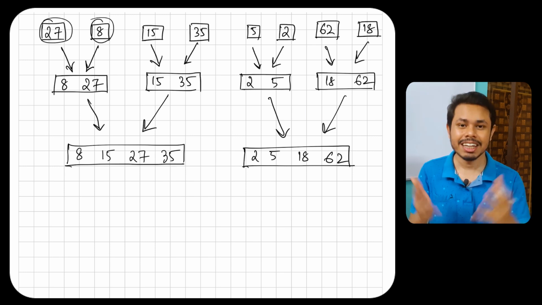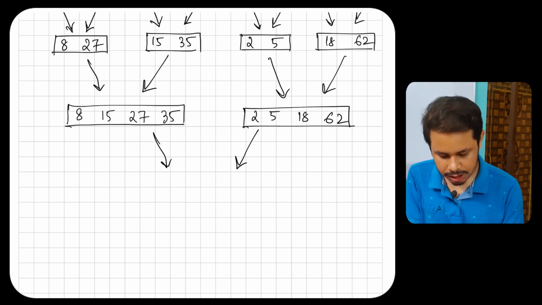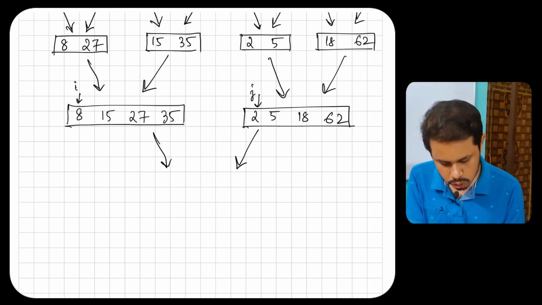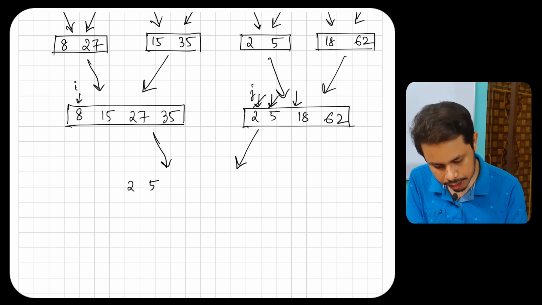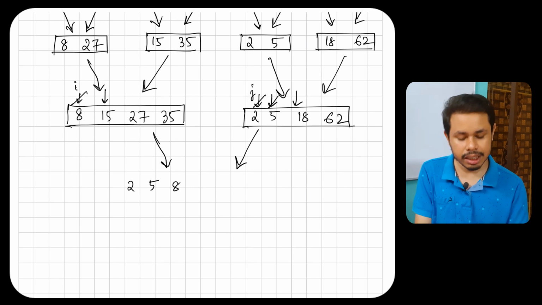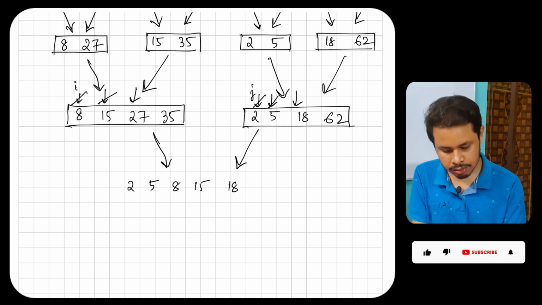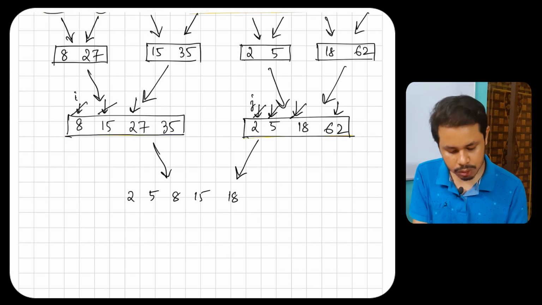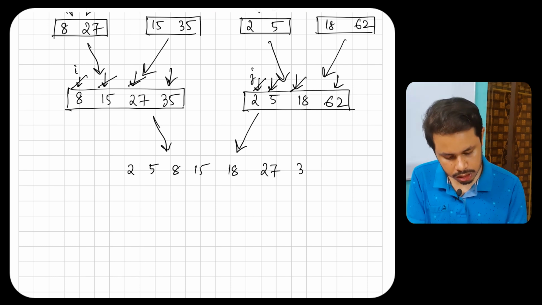right? Now how can we get the bigger array? We can merge these two arrays, as simple as that. In a similar fashion, putting the i pointer here, putting the j pointer here. 8 versus 2, 2 is smaller, increment this j pointer. 8 versus 5, 5 is smaller, increment this j pointer. 8 versus 18, 8 is smaller, increment this i pointer. 15 versus 18, 15 is smaller, increment this i pointer. 27 versus 18, 18 is smaller, increment this pointer. 27 versus 62, 27 is smaller, increment this pointer. 35 versus 62, 35 is smaller.